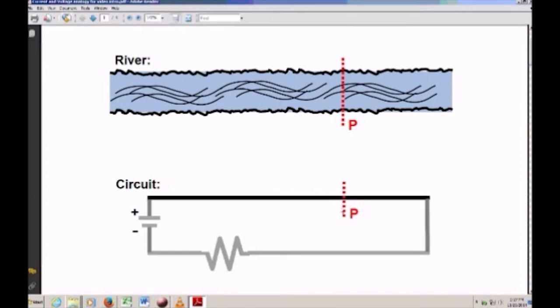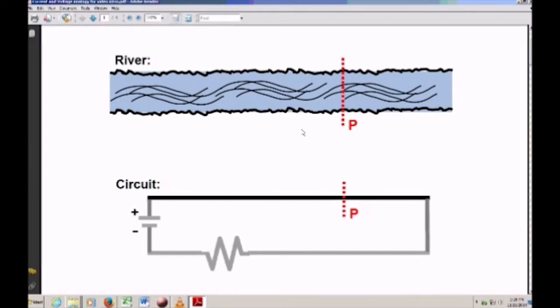Likewise, we don't actually count up individual electrons. There's too many of them. Instead, we count up the charge because every single electron has a certain charge. So if we measure the charge that went past a certain point over a certain period of time, that's an equivalent way to measure the current in a circuit.